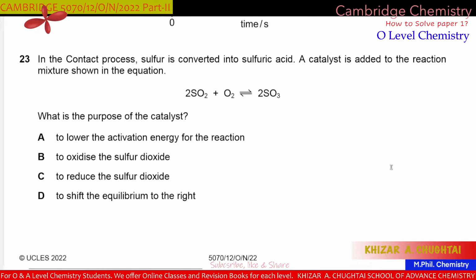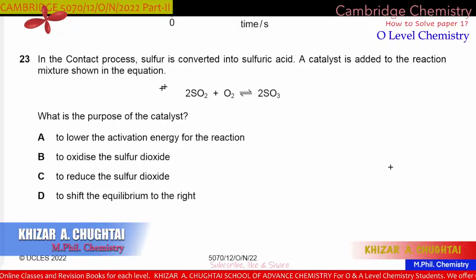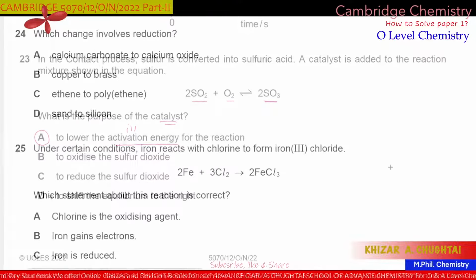Question number 23. In the contact process, sulfur is converted into sulfuric acid. A catalyst is added to the reaction mixture shown in the equation: 2 mole of SO2 plus O2 goes to 2 mole of SO3. What is the purpose of the catalyst? Basically, the function of a catalyst is to lower the energy of activation by changing the path of a reaction. The basic function of the catalyst is to lower the energy of activation, number one. Number two, how is it lowered? It is lowered by changing the path of a chemical reaction. So A is the correct option.